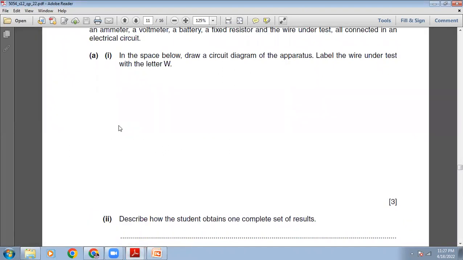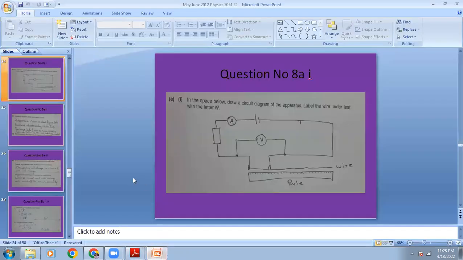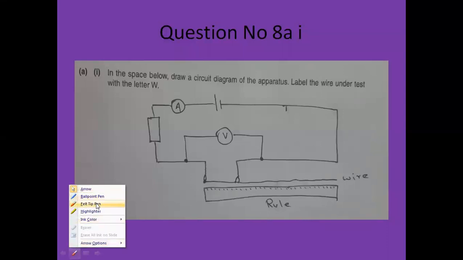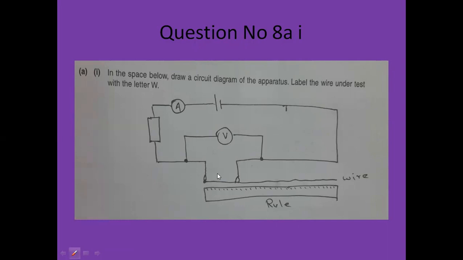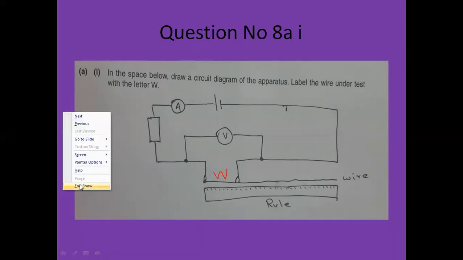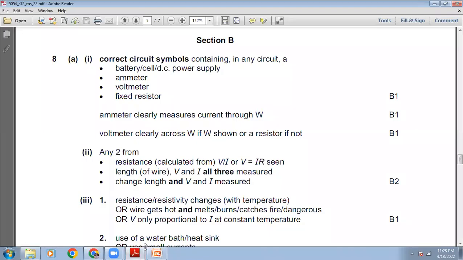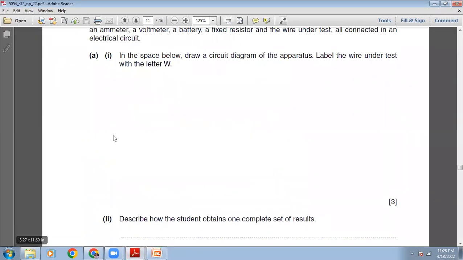So we have to label this. I have not labeled it, so let me label it also. With the red ballpoint, we have to label the wire with the letter W. So here you have to write W. That's very important. So we have to label it also. Okay, now we are going to the next part.